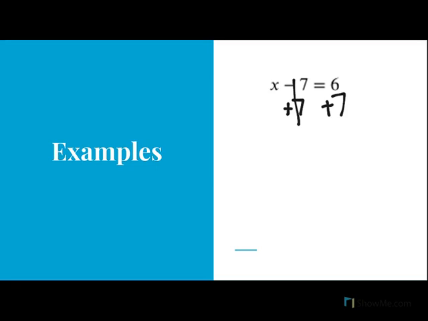So what would happen here? On the left-hand side, minus 7 plus 7 goes away, like we said, so all I have left is x. And then on the right side, I have 6 plus 7, which would be 13. And these are our steps for today.